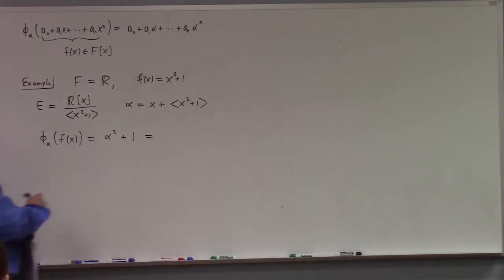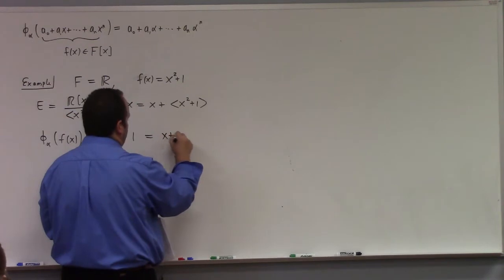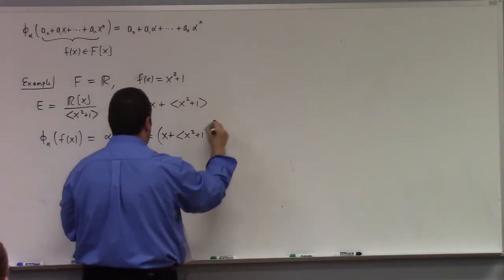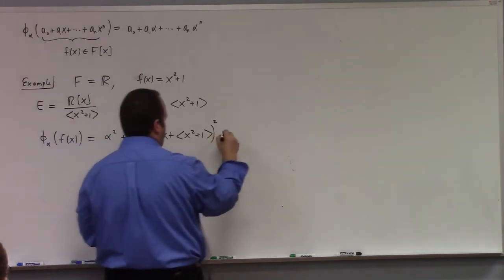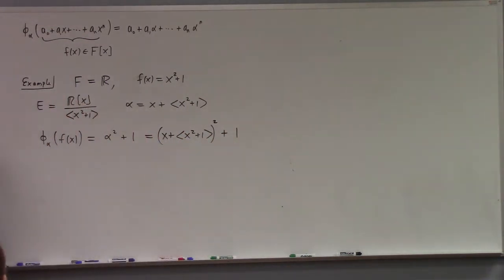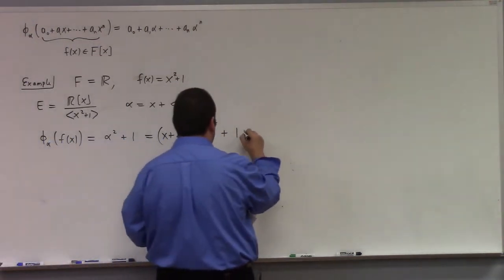And so what is alpha? This is x plus x squared plus 1 squared. And then here's the thing, is what plus 1? What does that mean, plus 1? What kind of 1 is that? Right. Yes, exactly. That's meaning.